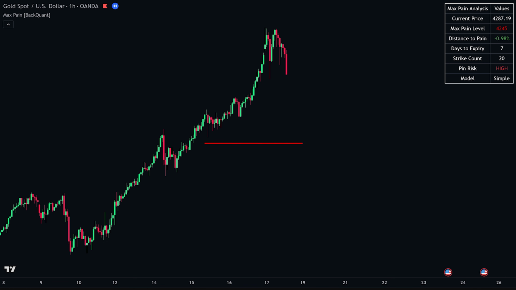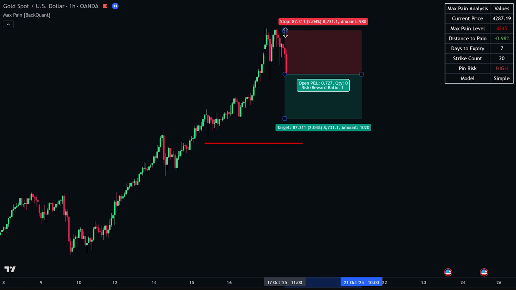You want to see price trading well above the red max pain line, showing the market is overextended and likely to pull back downward. Wait for a bearish candle to form and close clearly below a short-term high or structure zone. This confirms that sellers are taking control and the market is beginning to return toward the max pain level. Enter your sell at the close of that bearish candle.